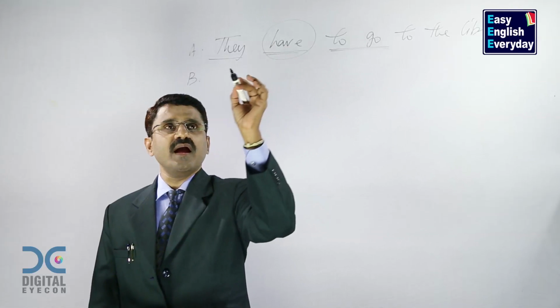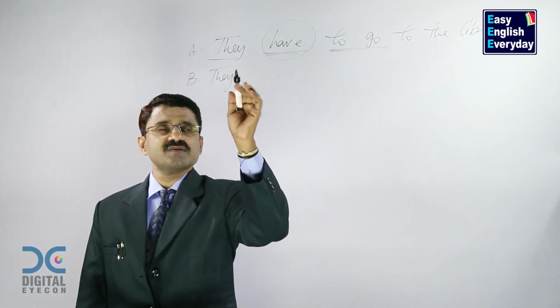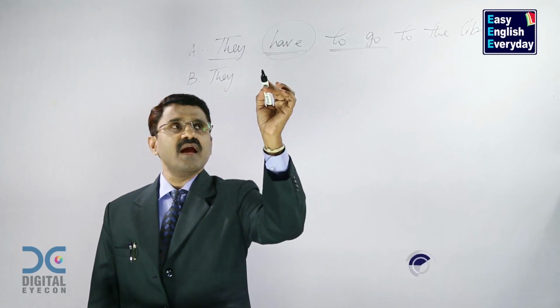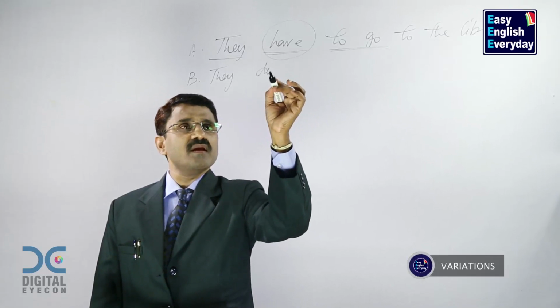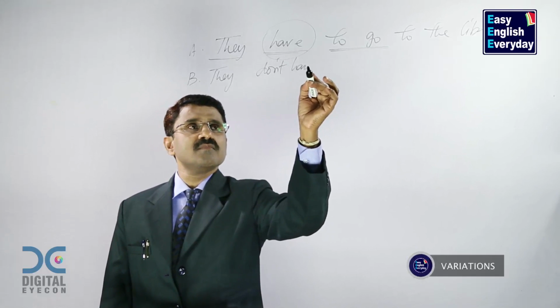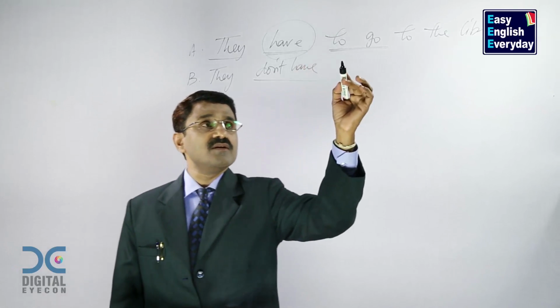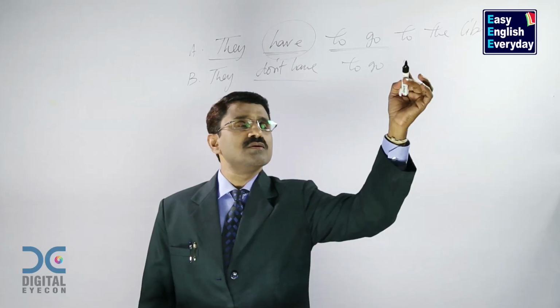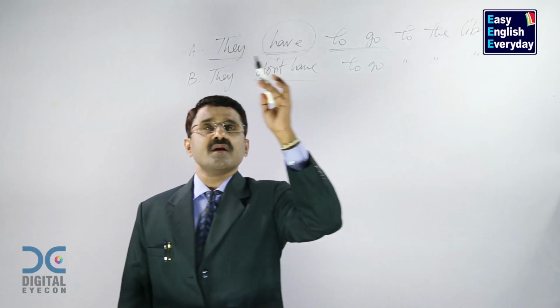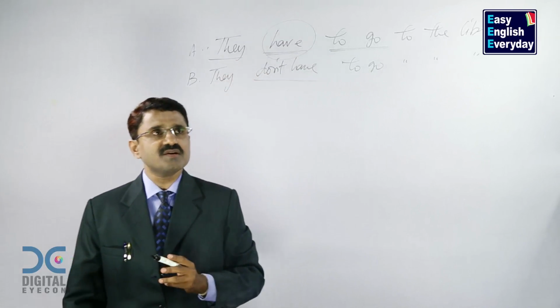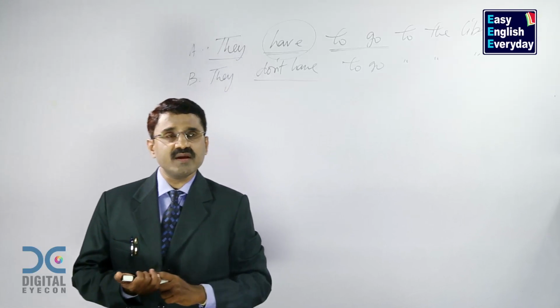Concentrate only on have. Keep it as it is in its place. They have to go. They don't have. Have becomes don't have. They don't have to go to the library. Now compare these two sentences and try to understand the difference between them.